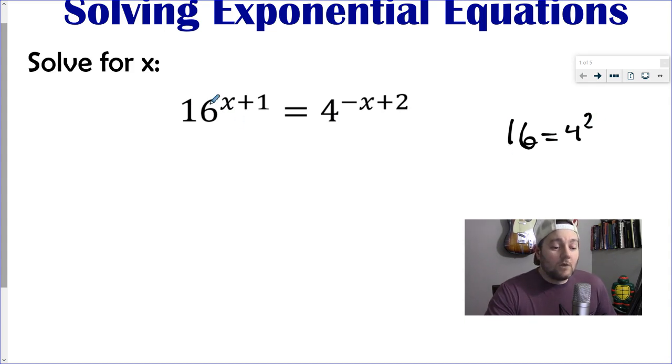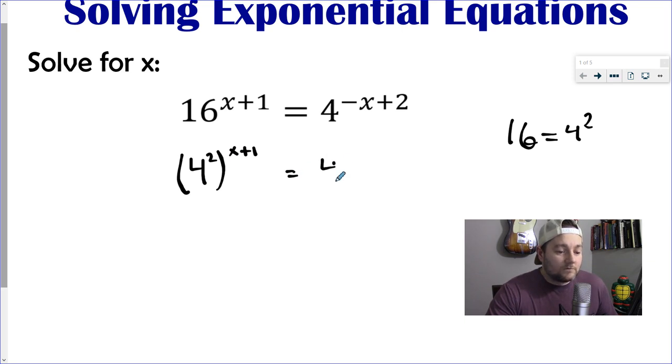All right, so I can completely replace this 16 with this 4 to the 2, and it's still the exact same equation. I replace it like this. So that 16 is now 4 to the 2. It's not mysteriously gone. It's just rewritten into another form. So we end up with this.